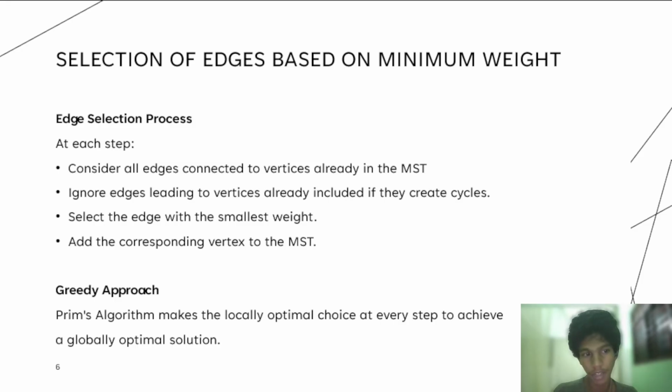This is why Prim's algorithm is called a greedy algorithm. It makes the best local choice at each step without reconsidering previous decisions. Although the algorithm focuses only on the current step, it can still guarantee an optimal minimum spanning tree. This makes it both simple and highly efficient for many applications.